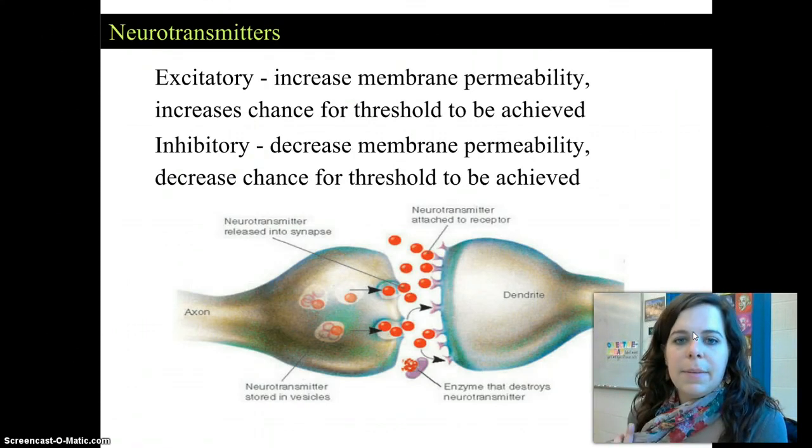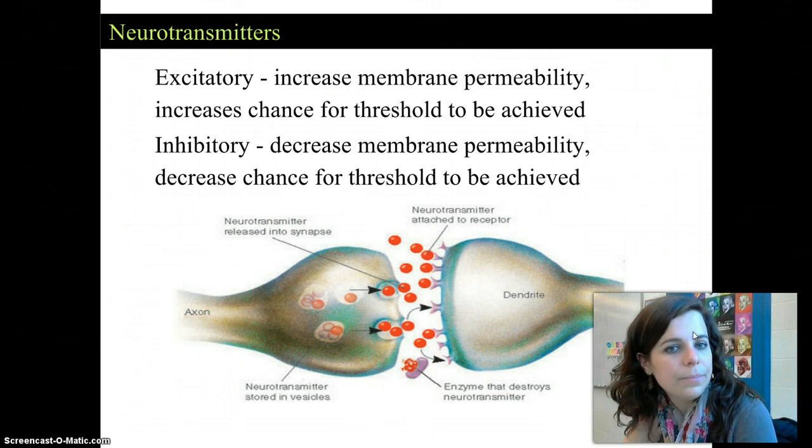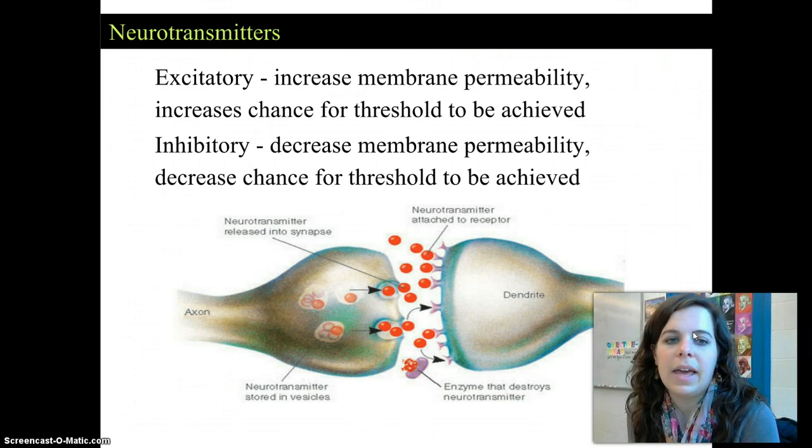There are different types of neurotransmitters. They can be in one of two groups. They could be excitatory, which means they increase the membrane permeability and increase the chance for the threshold to be reached and the neuron to be activated. And inhibitory neurotransmitters decrease membrane permeability and decrease the chance that the neuron will be activated.